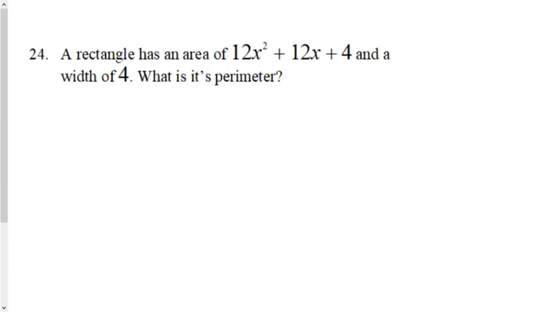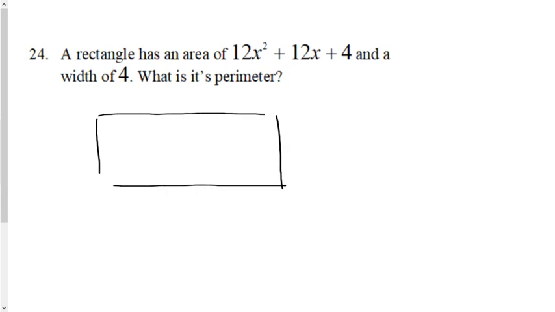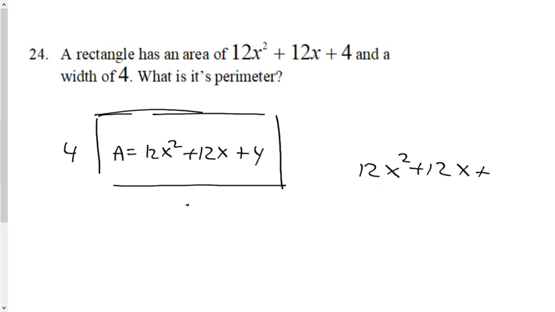Your last two questions, question 24, what do I expect you to do if it's a story problem? Draw it out, just draw a picture. A rectangle has an area of 12x squared plus 12x plus 4, that's the area. And the side length, or the width, is 4. So given this, if you're going to calculate the perimeter, you realize you're missing this side length, which you need. So this side length will be this area divided by the side you know will equal the side you don't.